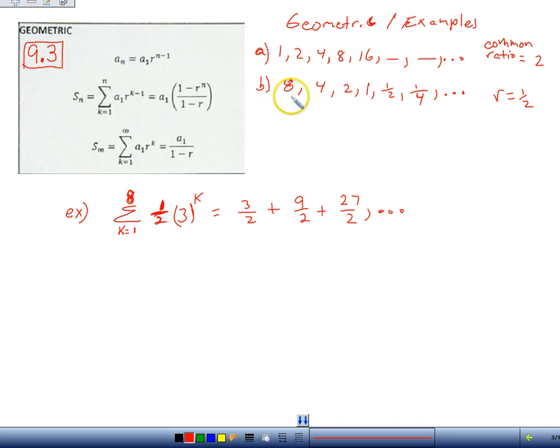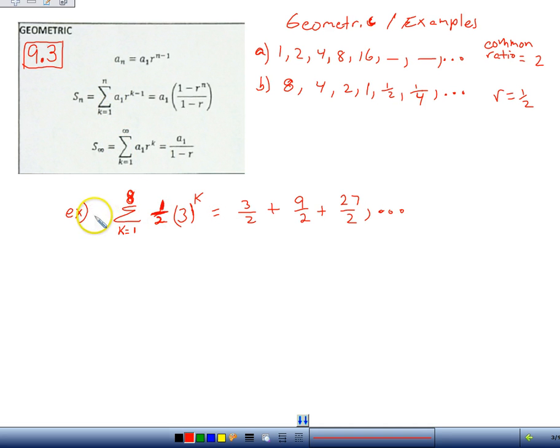Alright, if we take a look at B, B is also geometric because there is a number that we multiply each one by to get the next one. And that number is the same throughout the sequence. Okay, and the answer is r is equal to 1/2. The common ratio is 1/2. So what that is saying is you take half of the number to get the next one. And that is the pattern throughout. Okay, now if we have these geometric sequences or series, then we can apply these formulas.